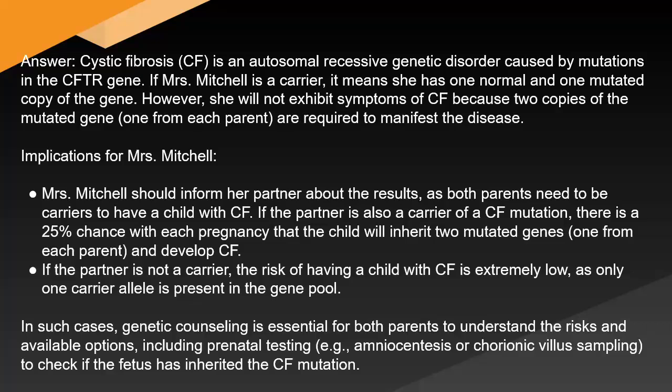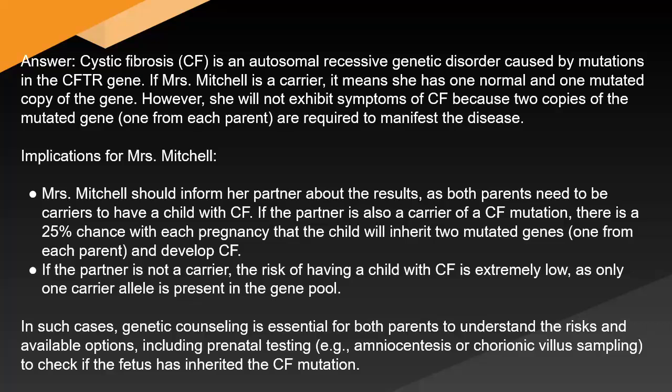However, she will not exhibit symptoms of CF because two copies of the mutated gene, one from each parent, are required to manifest the disease. Implications for Mrs. Mitchell: Mrs. Mitchell should inform her partner about the results, as both parents need to be carriers to have a child with CF. If the partner is also a carrier of a CF mutation, there is a 25% chance with each pregnancy that the child will inherit two mutated genes, one from each parent, and develop CF.